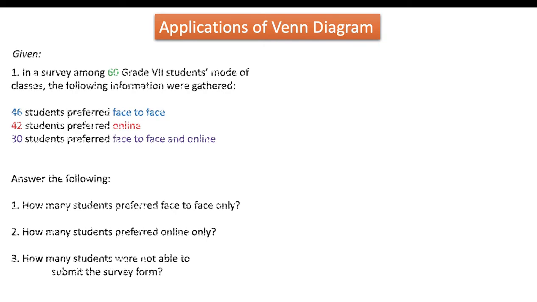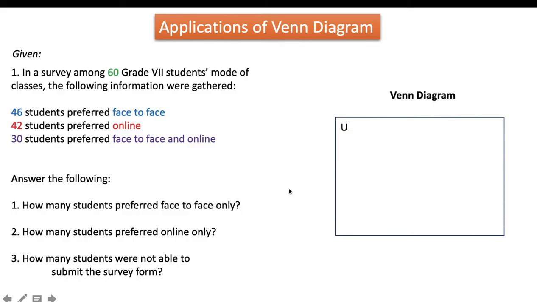Applications of Venn diagram. Given in a survey among 60 grade 7 students' mode of classes, the information was gathered. 46 students preferred face-to-face, 42 of the students preferred online, and 32 students preferred both face-to-face and online. To answer the following questions, it is easier if we organize our data using the Venn diagram.